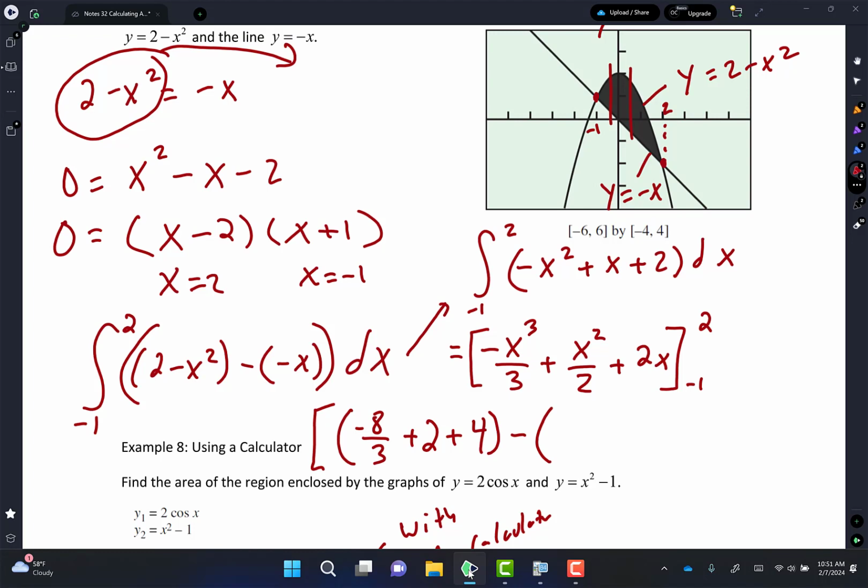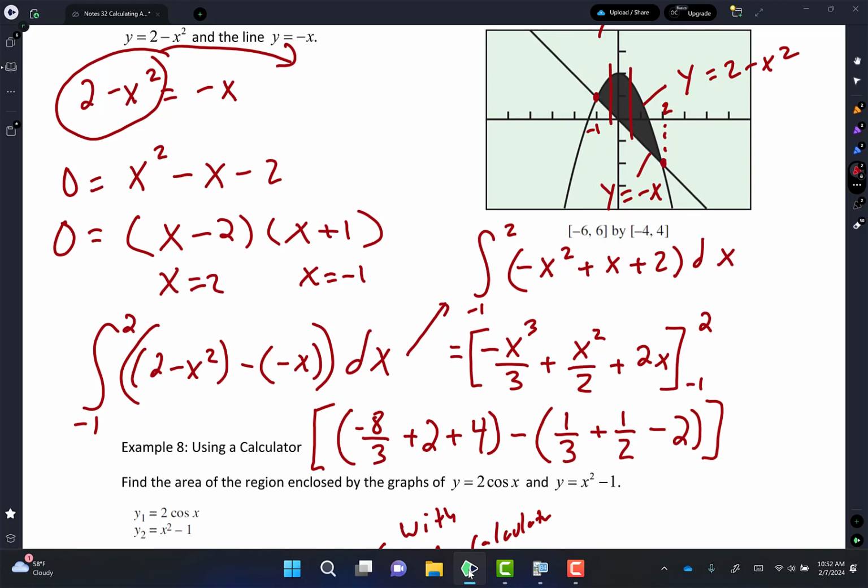-1 to the third is a -1, but negative times a negative is a positive. So I'm going to have 1/3. Is everyone okay with the 1/3? And then -1 squared is going to be 1, so it's going to be a half. And then 2 times a -1 is going to be -2.